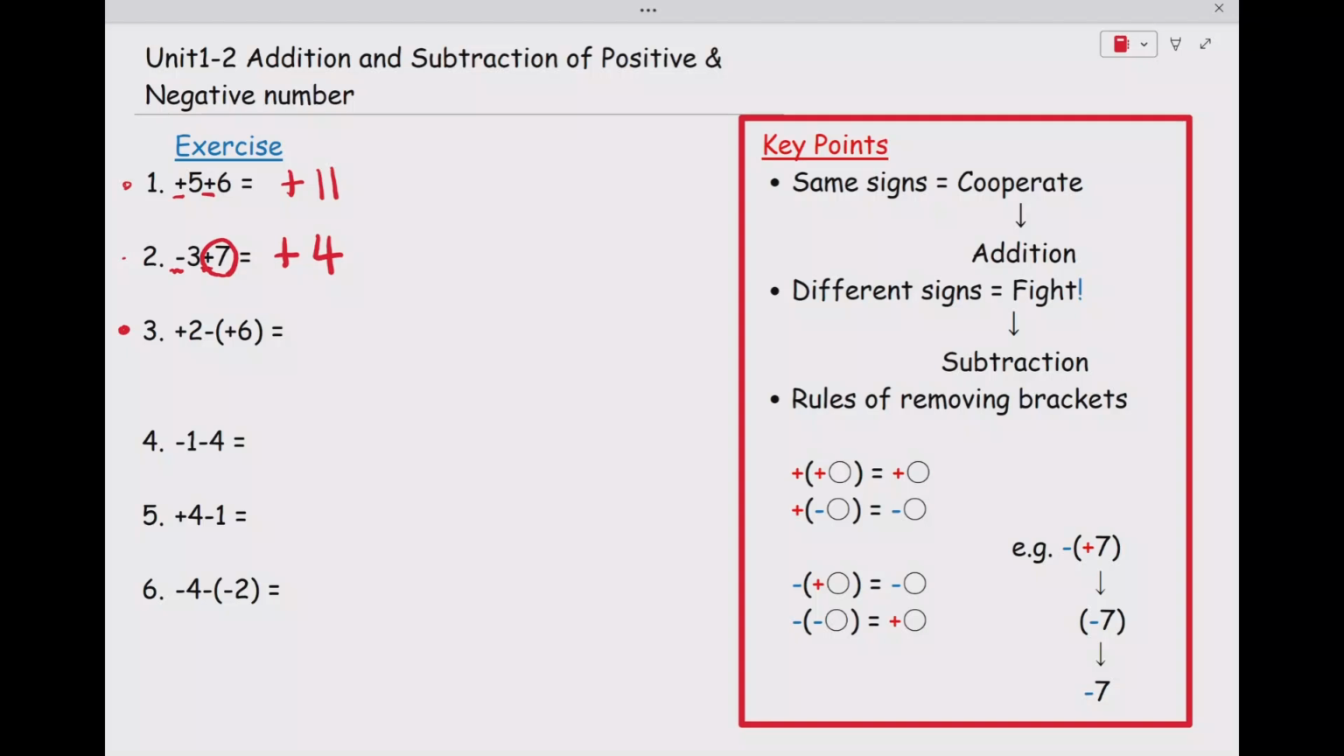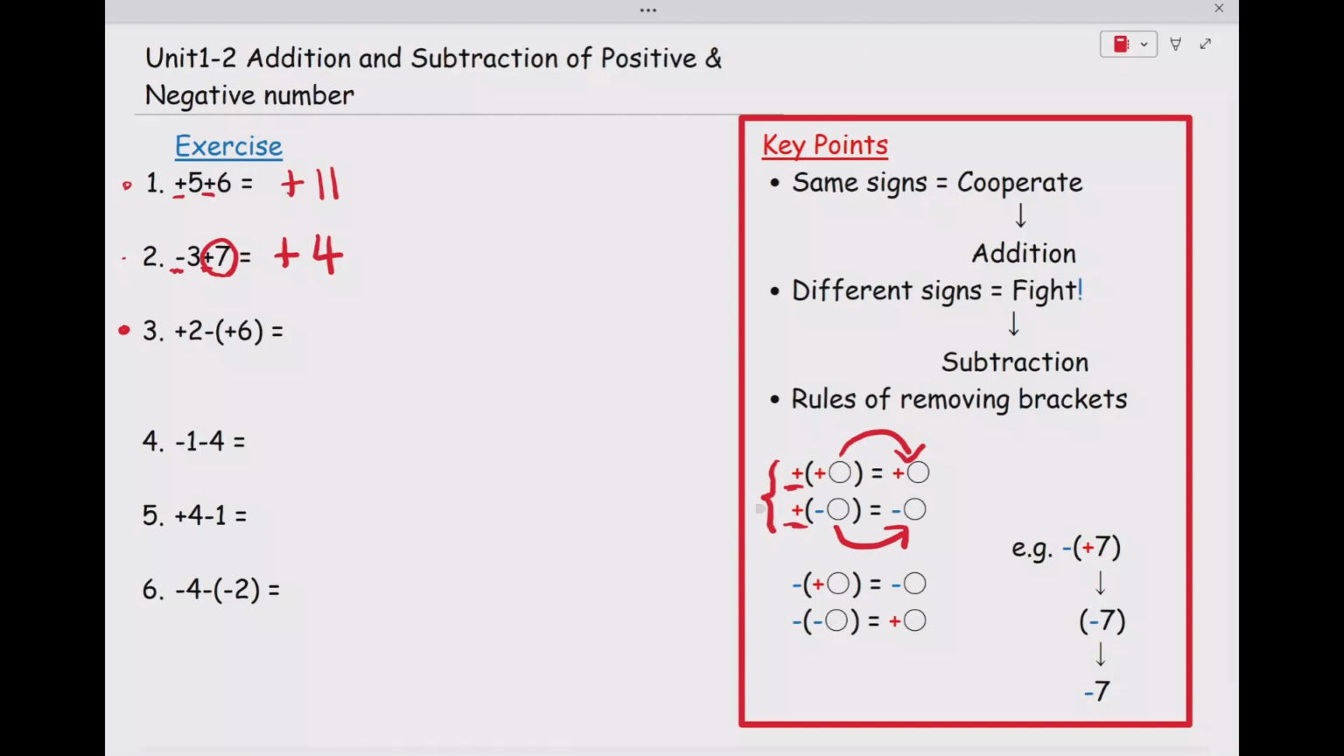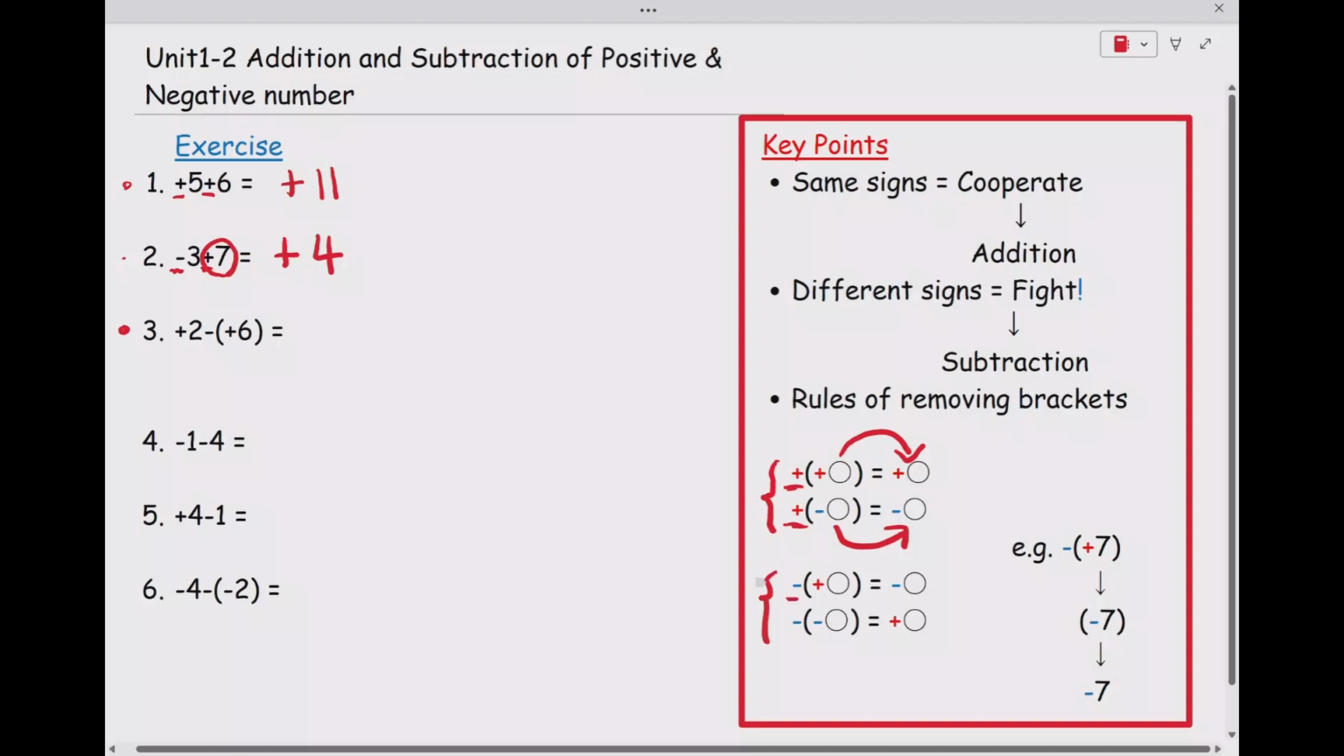Point 1. If the sign in front of the brackets is plus sign, the numbers in the brackets can be taken out from the brackets as they are. In other words, the brackets can be removed without changing anything. Point 2. If the sign in front of the brackets is minus sign, then change the sign of the number in the brackets and remove the brackets.